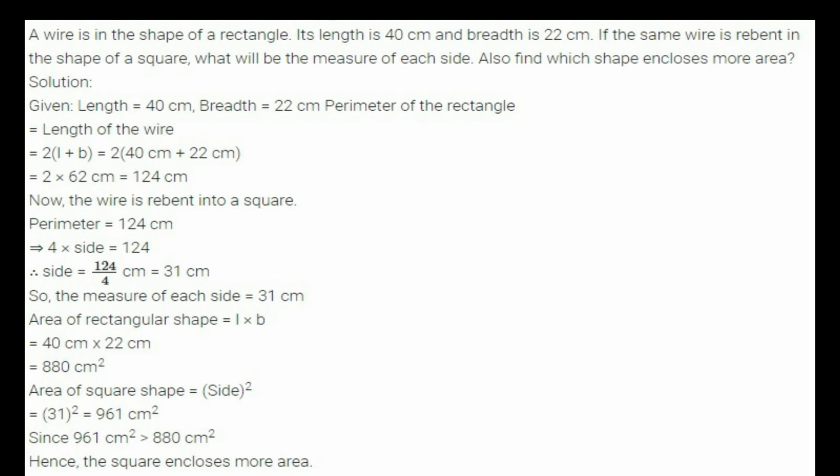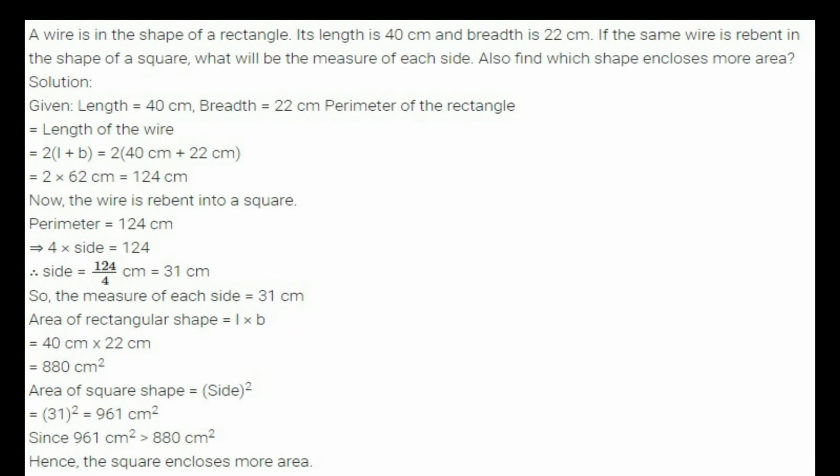So now they are asking, also find which shape encloses more area. So we have to find both the area of the square and the rectangle. We will find the area of the rectangle. So length into breadth, again the formula, 40 centimeter and 22 centimeter, that comes to 880 centimeter square. And again we are finding the area of the square shape, that is side square, and the side is 31, and 31 square equals 961 centimeter square.